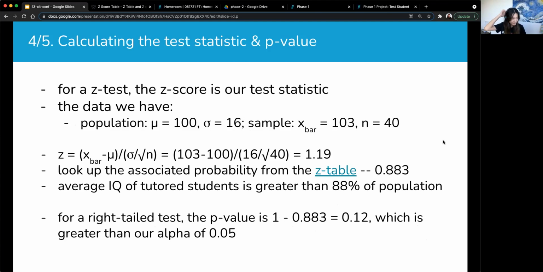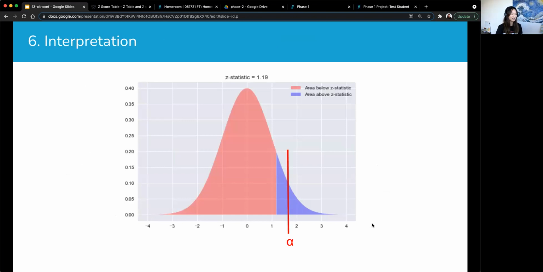All right. So now that we have our z-score and we also have the associated probability, the work that we have to do now is interpret whether this difference, given our confidence level and given our alpha, is statistically significant. Does this z-score of 1.19 make our sample statistically significantly different from our population? So I'm going to use this to explain.